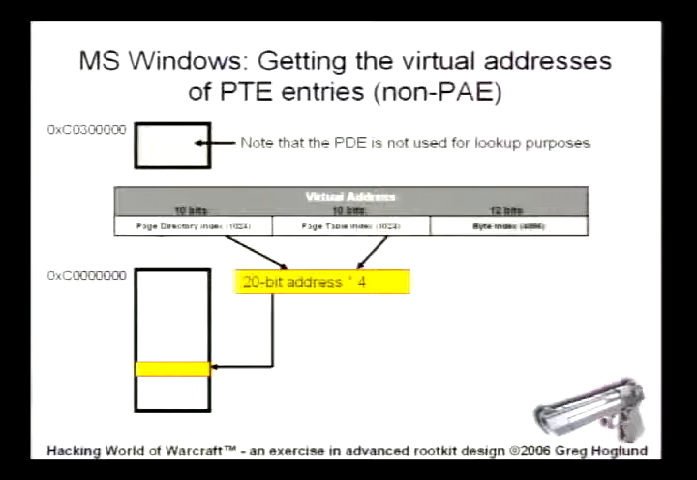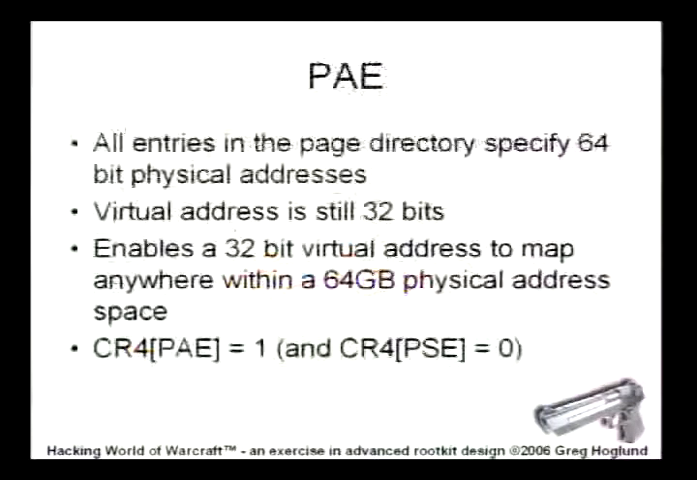But the actual page tables are based at C0000000, so you can just go straight there and use the entire 20 bits and multiply it by 4 and find the page table entry you're looking for.